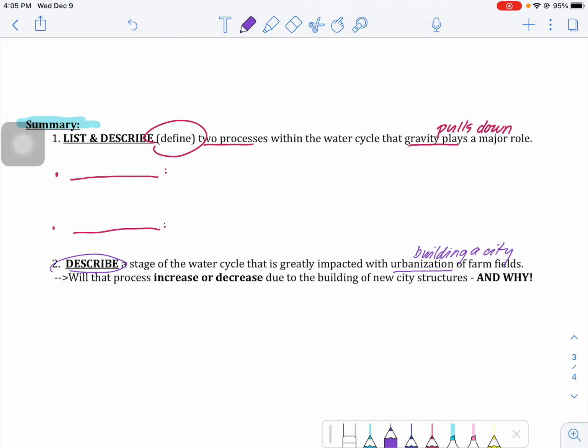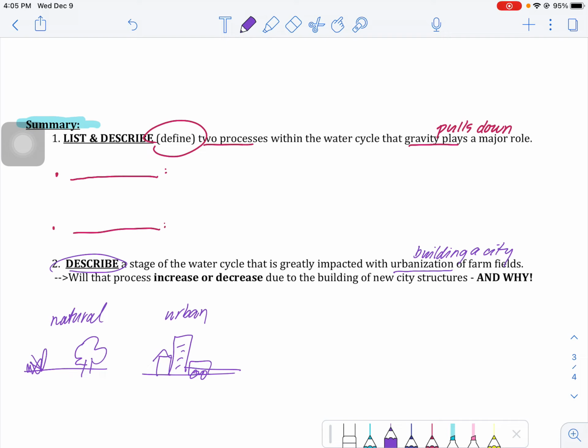So describe a stage of the water cycle that's greatly impacted with building cities on to farm fields. So that's essentially what we were looking at with that human impact section. So if we're going from natural cover with just the grasses and the trees to this urban area, cityscape, right, with homes, with skyscrapers, with roads.